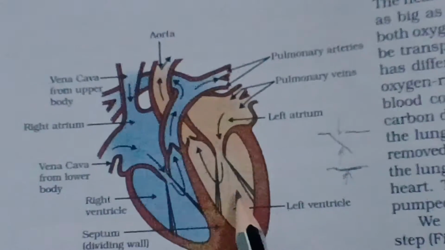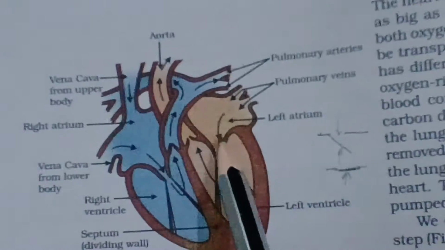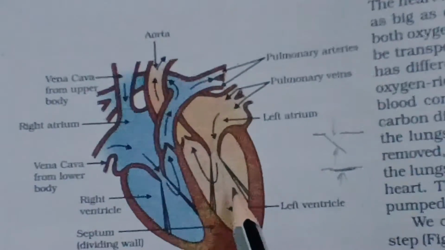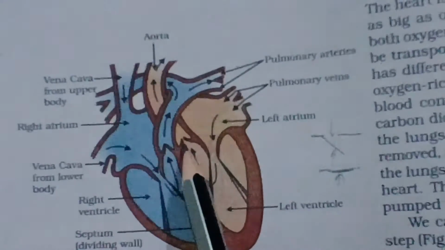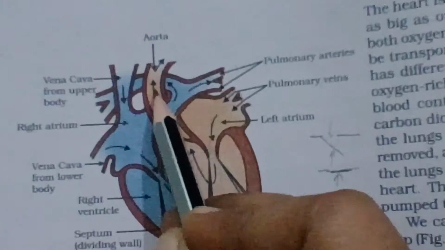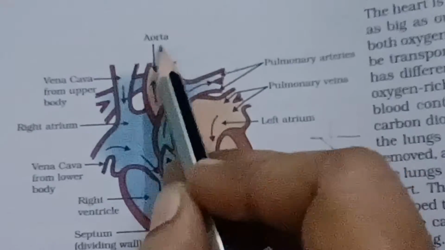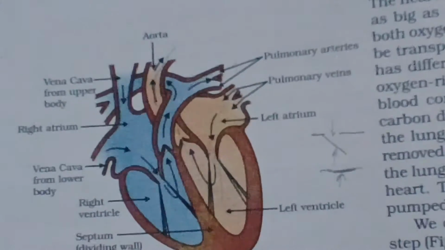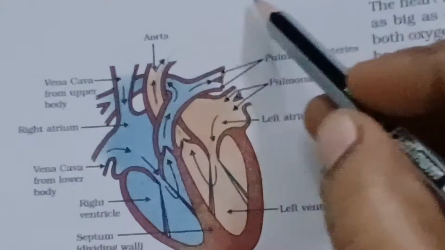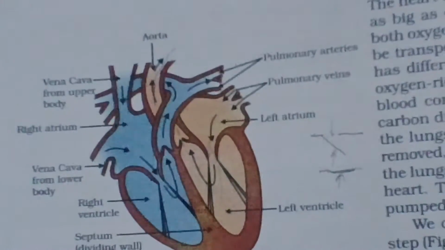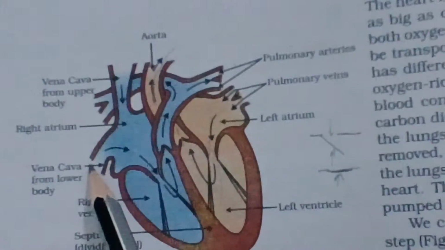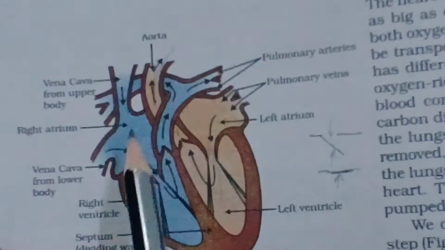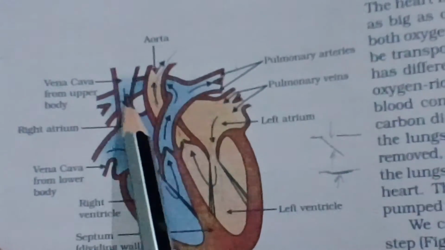You can see this. Once it enters through the valve, it is filled here and it is pumped. It contracts. When it contracts, it is pumped up, and you can see this. Here it is. Through the aorta, it will move to all parts of the body. Clear? Okay. It will move to all parts of the body. Once it is used up, through the vena cava, from the lower parts of the body, it will enter from this side. From the upper part of the body, it will enter from this side.